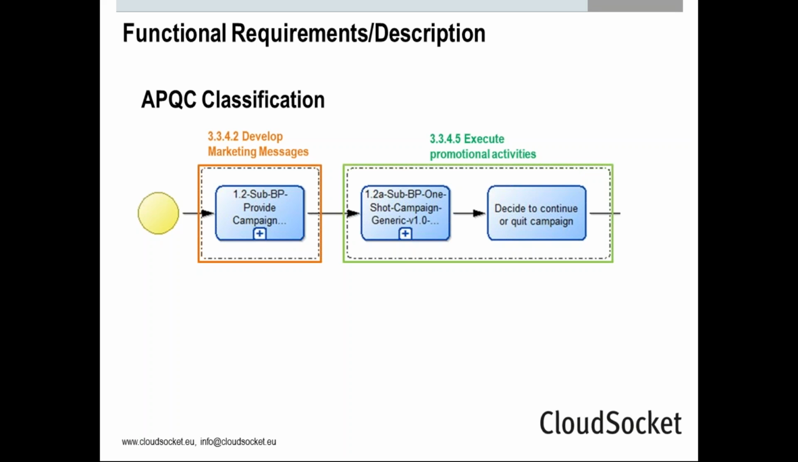For this we used a classification scheme which comes from APQC. And this has different levels of process descriptions. And here, for example, we say that for the first sub-process it is 3.342, develop marketing messages, and for the other group it is 3.345, execute promotional activities.